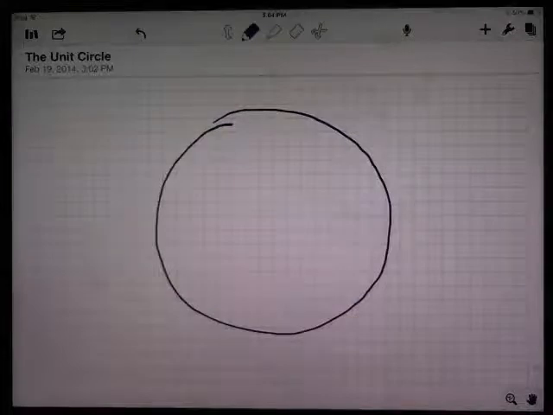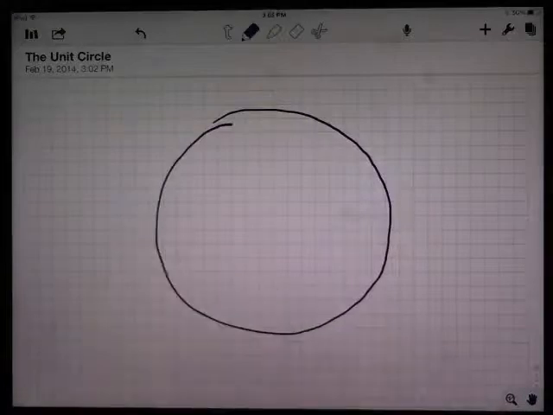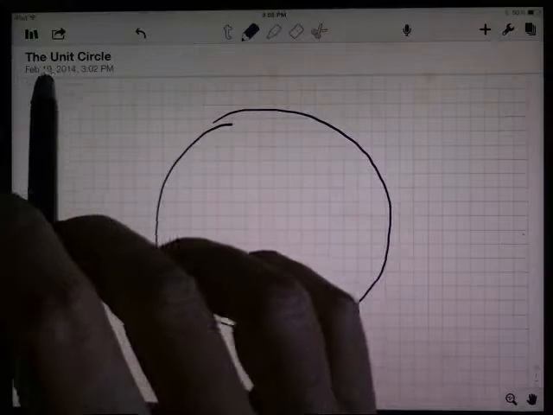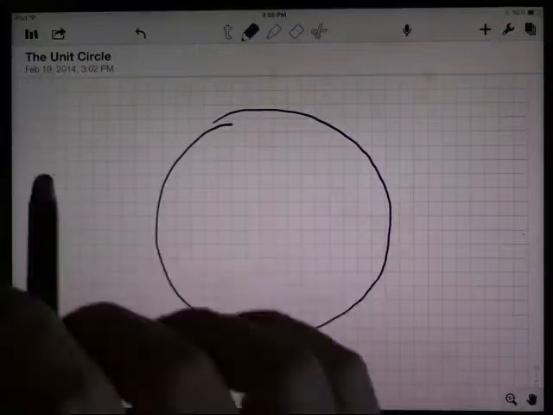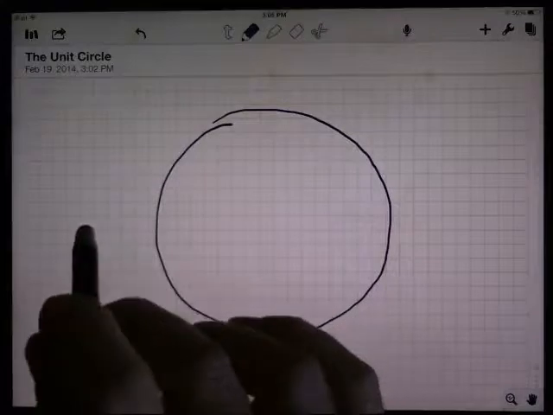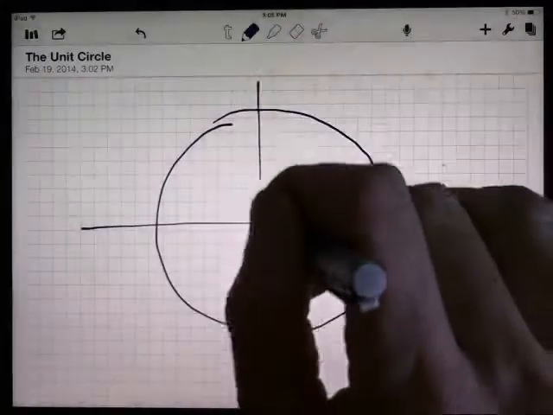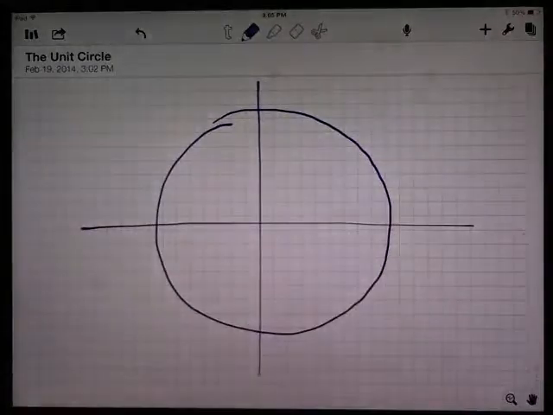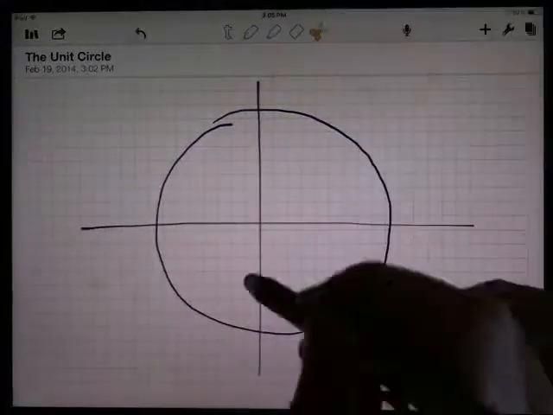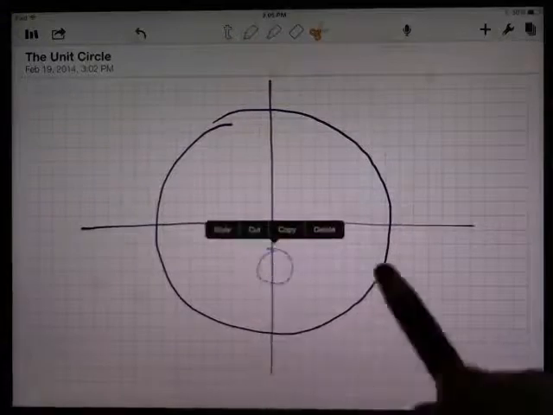Well, first of all, it's a circle. And the unit part of it means that it has radius 1. And there's a lot of circles with radius 1, so to say the unit circle as opposed to a unit circle, to use the definite article here, means that we're picking the very special unit circle that is radius 1 centered at the origin. How did I do? Not very well. Let's try that again. Here, let's move this over a little bit. There, that looks better.